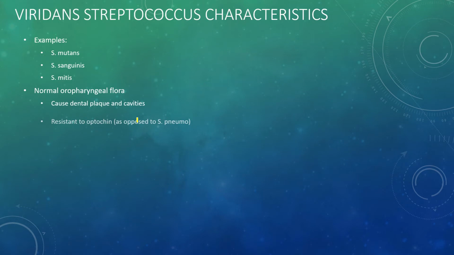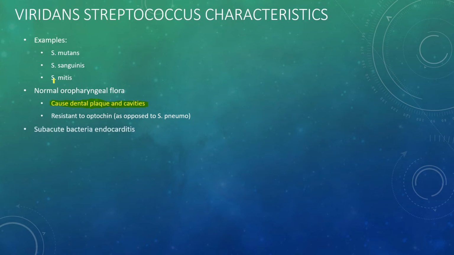So they can cause dental plaques and cavities, and they're resistant to optochin. That's how you differentiate them from Streptococcus pneumoniae. So dental plaque and cavities, and these are the examples. They're normally found in the mouth, so all of us have them. I know, pretty gross, huh? We have a bunch of bacteria living in our mouths, but hey, that's life.